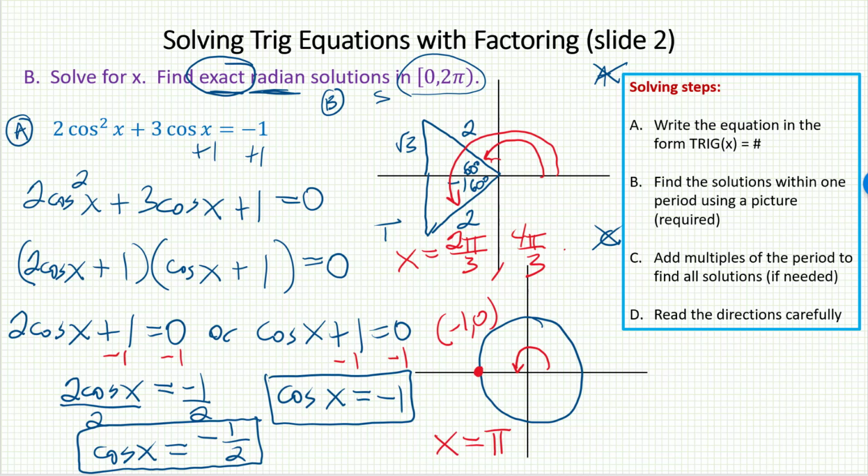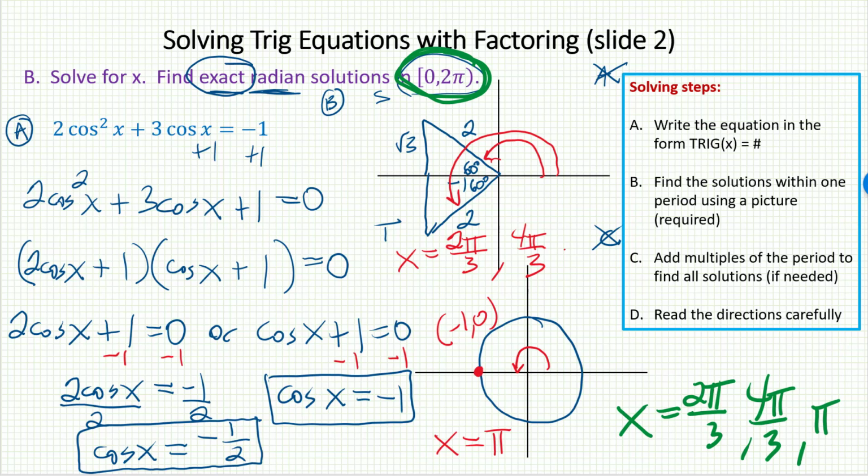Well, now comes step C, where I add in those multiples of the period, but I don't have to do that in this problem. I don't want all the answers. I only wanted the answers within one period. I'll just list them out and we'll be finished. We found 2 pi over 3, 4 pi over 3, and pi. And those are my solutions.